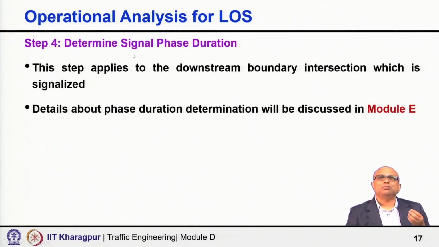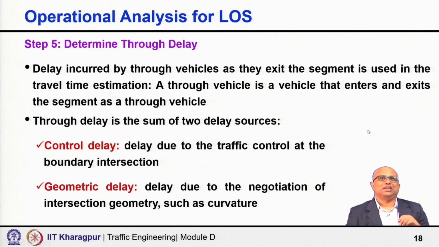Step 4, determine signal phase duration. Now, as I said, this is applicable only when the downstream boundary intersection is signalized, and what phasing is and how we determine the phase, all these are going to be discussed under module E. So, I will skip that discussion here.